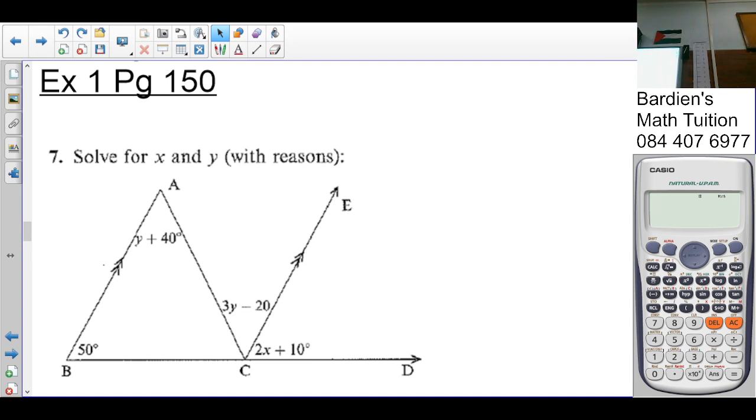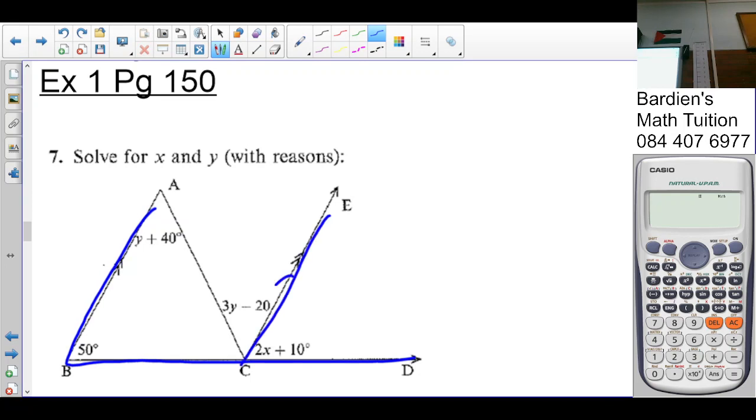Alright. How are we going to solve for x and y with the reason here? x is equal to 20. Because it corresponds to the 2x plus 10. What did you say? 2x plus 10 plus 50 equal to y? First one, absolutely. You see the F. That angle is equal to that.